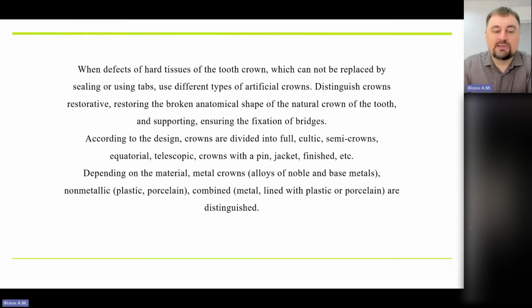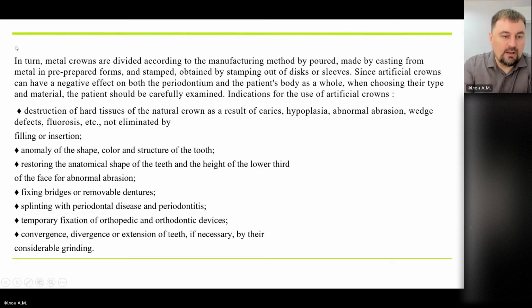According to the design, crowns are divided into full, semi-crowns, equatorial, and telescopic crowns with a pin jacket finished. Depending on the material, metal crowns made of noble and base metals, non-metallic plastic and porcelain, and combined metal lined with plastic or porcelain are distinguished. In turn, metal crowns are divided according to the manufacturing method into those made by casting from metal in prepared forms and stamped, obtained by stamping out of discs or sleeves.